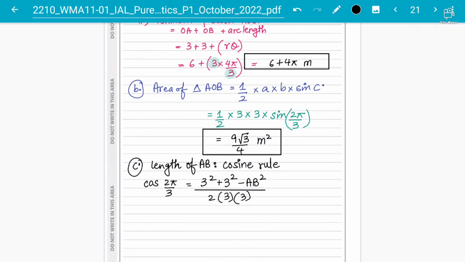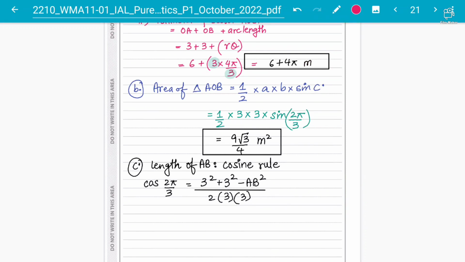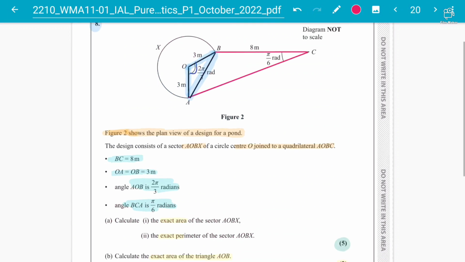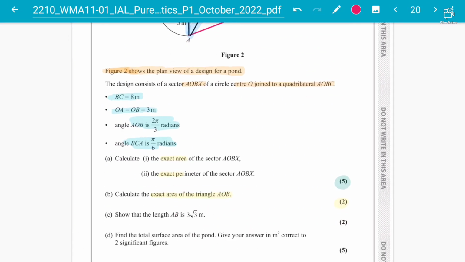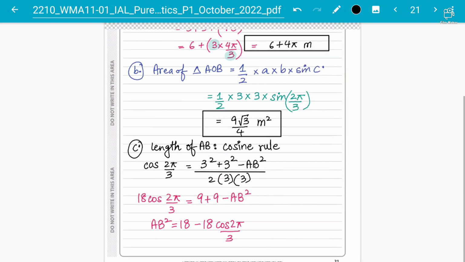So 3 3s are 9, 9 2s is 18, and it's going to be very simple, students. I'm doing it directly: 18 cos 2 pi over 3 is equal to 3 squared plus 3 squared, that is 9 plus 9, minus AB squared. So bring AB squared here: AB squared equals 18 minus 18 cos 2 pi over 3. Again, we have to prove this, so we need to make sure that we are getting an exact answer. The page ends here, so let's just try to finish it here.